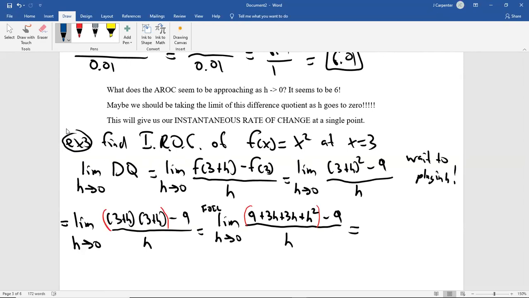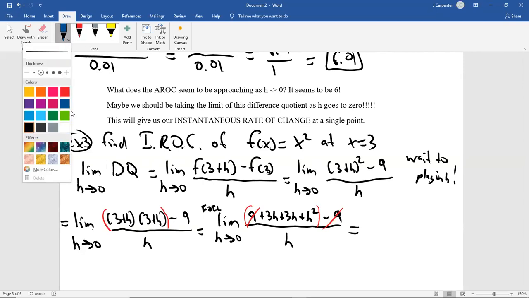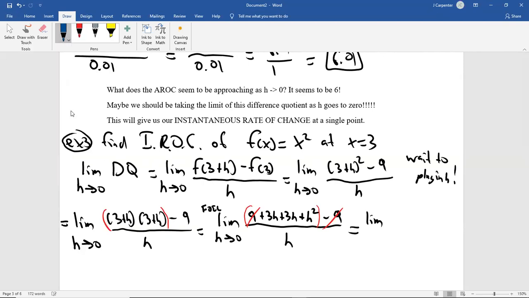Look what happens. The 9 and the minus 9 cancel. This 9 and this minus 9 cancel. Gone. Gone. The 3h and the 3h will stack to a 6h. So this is now the limit as h goes to 0 of 6h plus h squared all over h. And if you plug in the 0 now, it's still not going to work. The top and bottom are both 0.